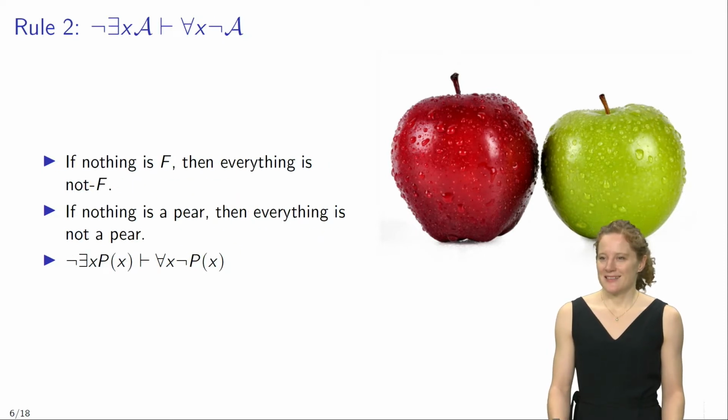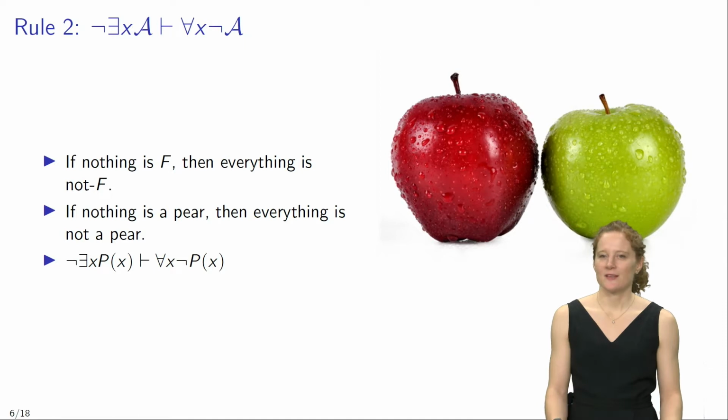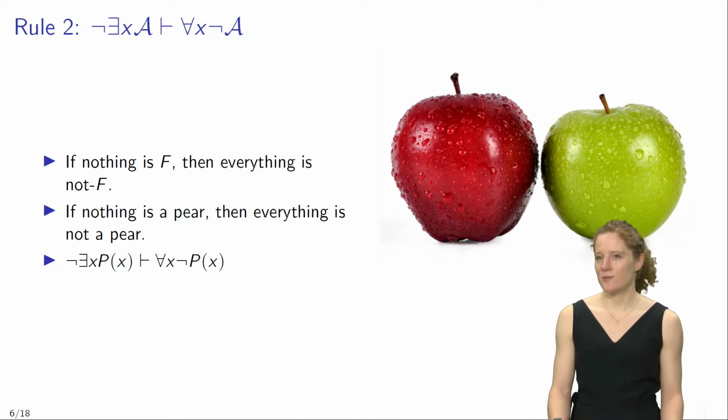The second quantifier conversion rule allows you to infer that everything is not F from the premise that nothing is F. So for example, if nothing is a pear, then everything is not a pear. Or formally speaking, if it is not the case that there is an x such that Px, then you can infer that all x are such that not Px.